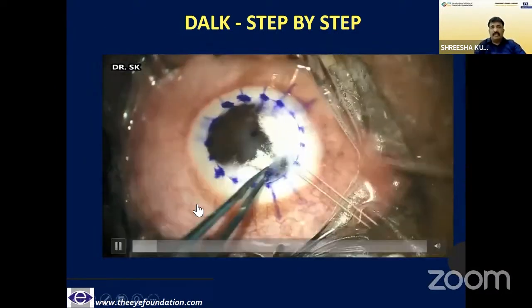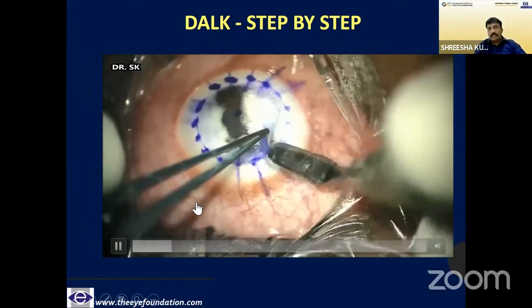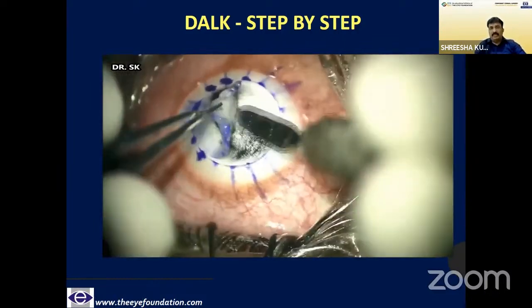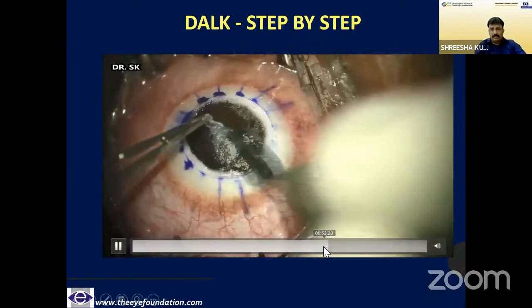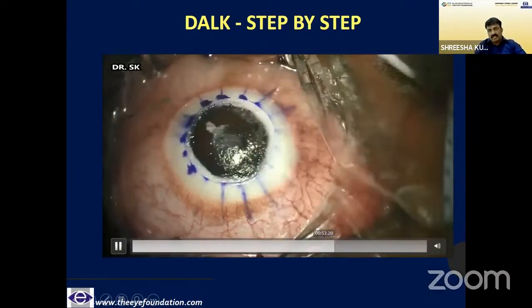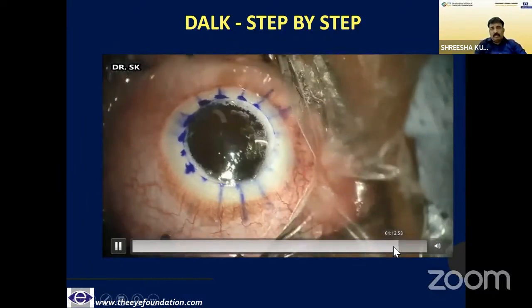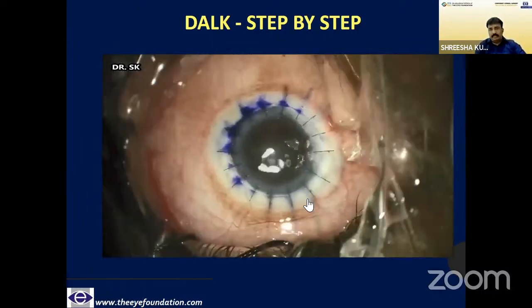I'm injecting air bubble just to create an emphysema. This is superficially I'm injecting. It is not to accomplish any big bubble here. And this helps in the dissection. You do a layer by layer dissection and reach pre-Descemetic level and place your donor.